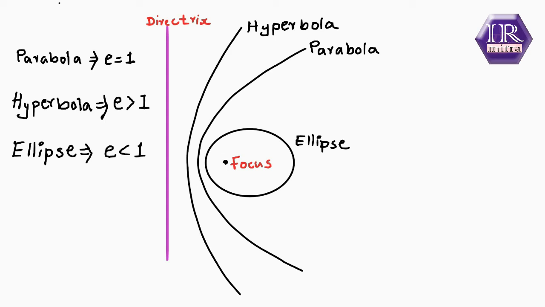So this is the explanation and definition of the eccentricity, and how you can distinguish the different conic shapes based on the eccentricity values.